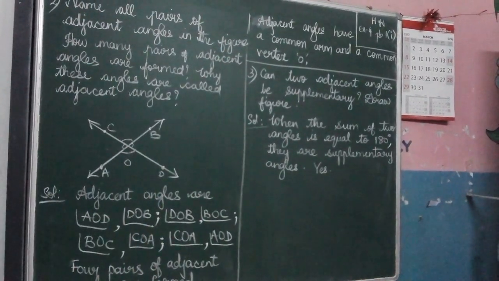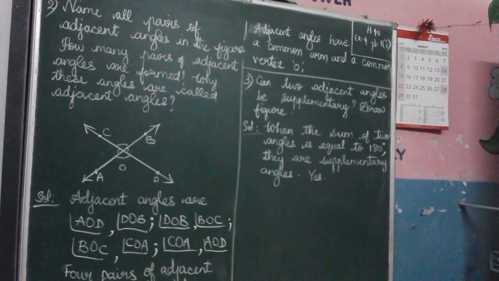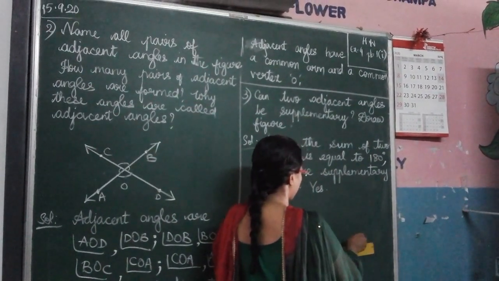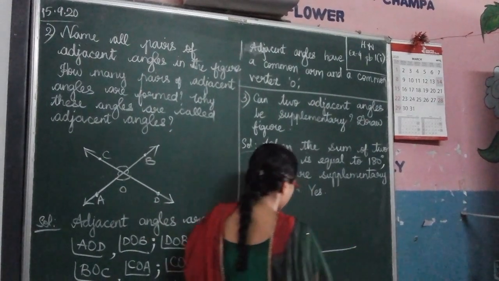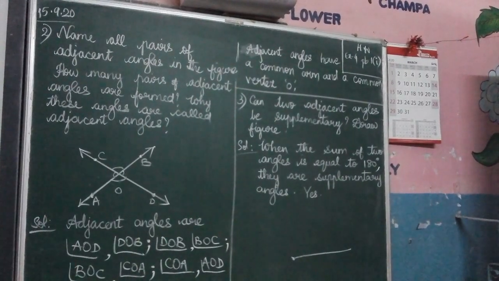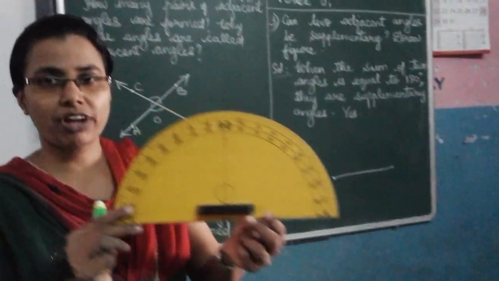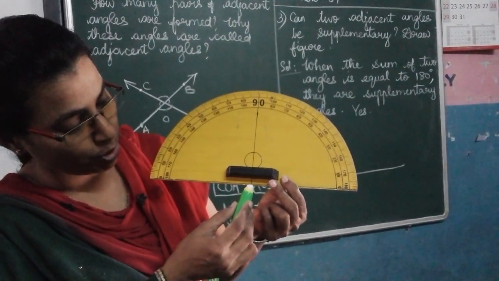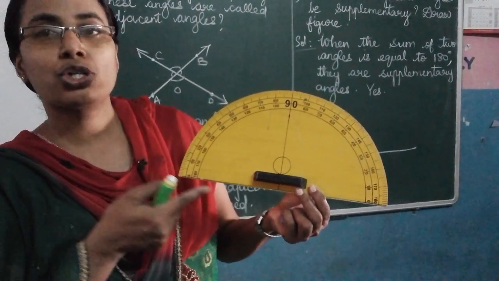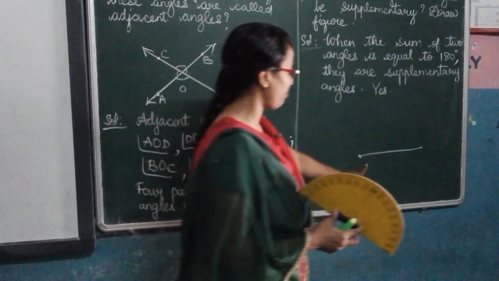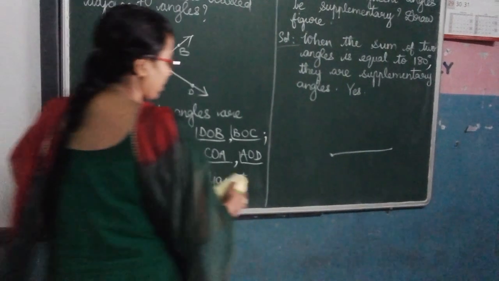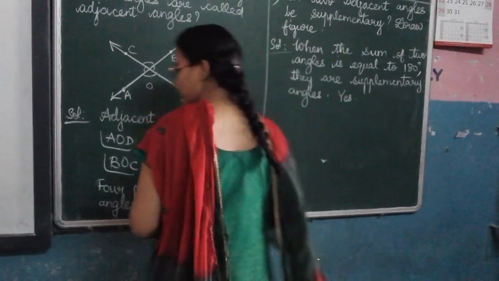So let us draw the figure. First thing, what should I do? Take a scale. We have already learned how to draw the angles. Take a scale, mark the vertex, use your protractor. The center of the protractor should be matched with the vertex, and then the baseline of the protractor should overlap with the arm of the angle. Again this went wrong. Let us draw it neatly.